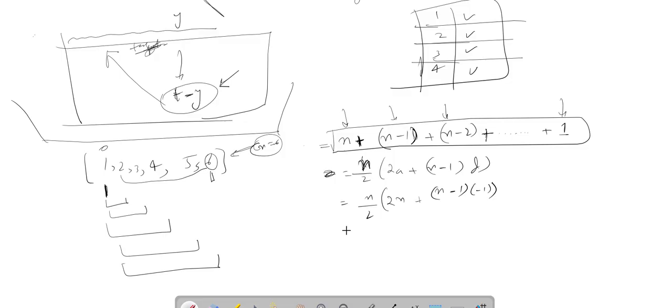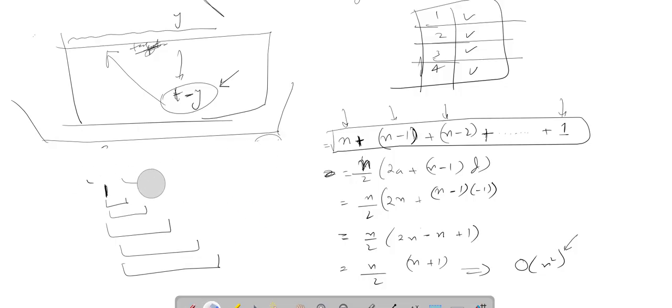and then these minus 1. So let's solve this one. 2n minus n plus 1. So this would leave us with n plus 1. But this is just going to be O of n square, ignoring the less dominant terms and the constants, right? So this way, if we generate all the subarrays, the cost would be n square, and we don't really want to do that.